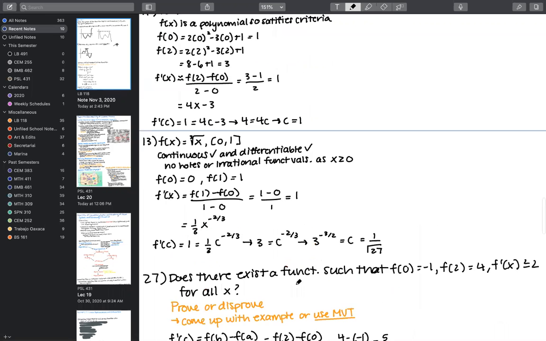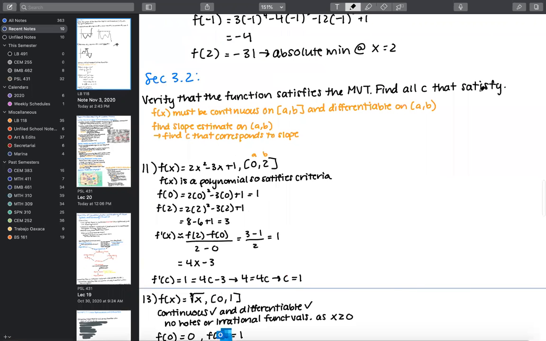Since 5 halves is greater than 2 for some value c, and we don't care specifically what c is in this case, this problem up here asked us to find all c that satisfy. This is going to be the most common application of the MVT. It's going to be a problem like this, find the c.